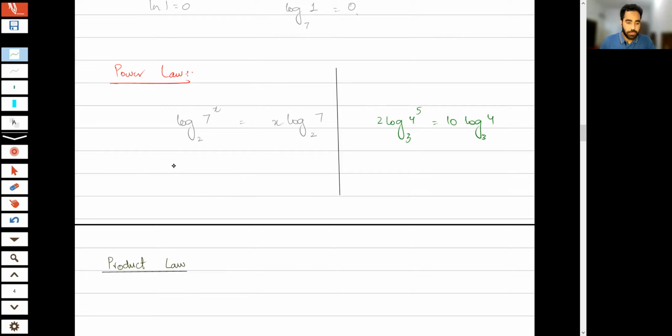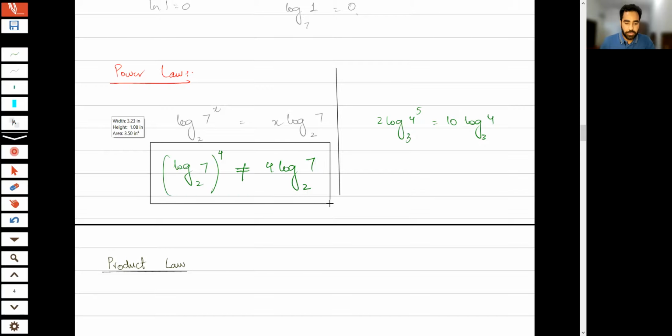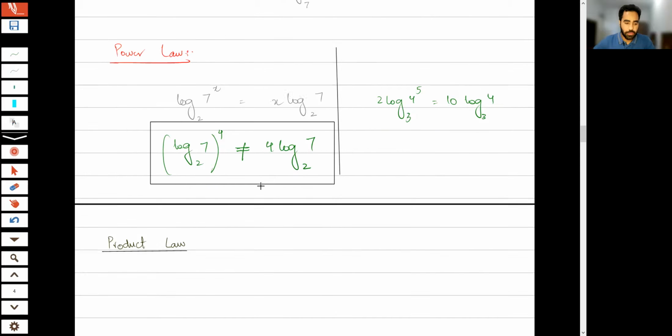Now, there's one misconception, which is this. If I have (log 7 base 2) whole power 4, I cannot bring this 4 and multiply it with the coefficient. Why? Because this power has been applied to the whole log, not just 7. If the power was applied to 7 only, then I can move this 4 and multiply it over here. So you cannot write this as 4 log 7 base 2. This is a very common error. Please remember that. This is absolutely wrong.